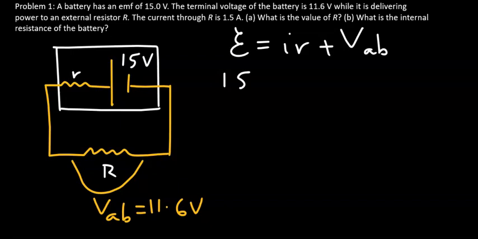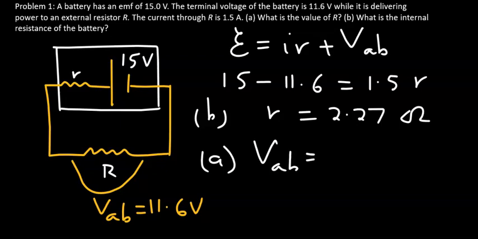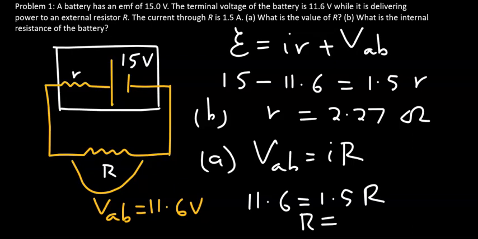So EMF is 15, terminal voltage is 11.6, and that equals I times little r, I being 1.5, plus the terminal voltage. And we can solve for that internal resistance, which is 2.27 ohms. So this is part B. Part A, the value of capital R. We know the terminal voltage is current times capital R. Terminal voltage is 11.6, I is 1.5 times capital R. And therefore capital R is 7.73 ohms.